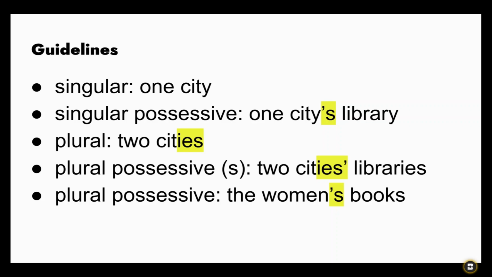Now, if you're not certain, something I do when I'm not certain is I'll make an of statement. So if I say the libraries of the 2 cities, well, that tells me the S was already on the word cities, right? That tells me that was a plural word ending in S, and so I need the apostrophe on the outside. If I flip around the women's books, I've got the books of the women. Well, the S wasn't on the word woman, so I need to tack it on there with the apostrophe. All right, that may or may not be useful to you. It's occasionally useful to me.